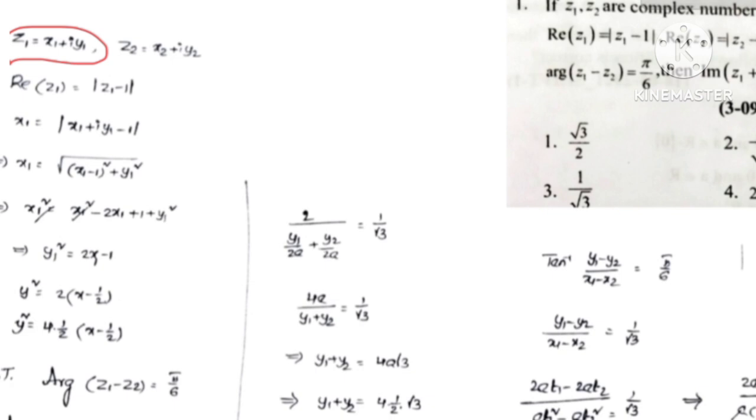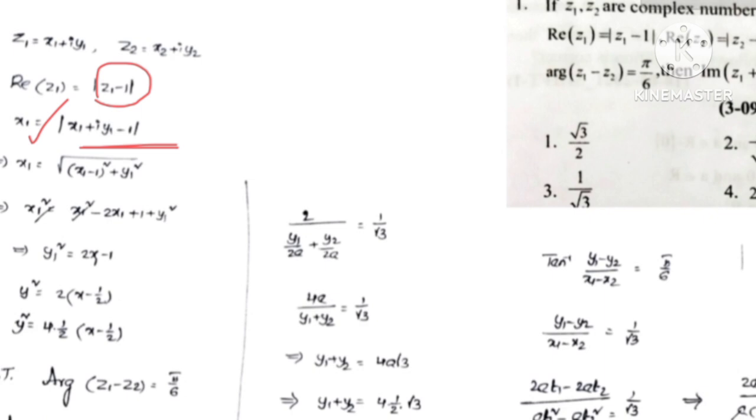Okay, understand all of you. In the complex number x1 plus iy1, what is the real part? x1 is the real part. That is, real part of Z1 is equal to x1. Okay, x1 is equal to, replace the Z1 complex number here, mod of x1 plus iy1 minus 1.